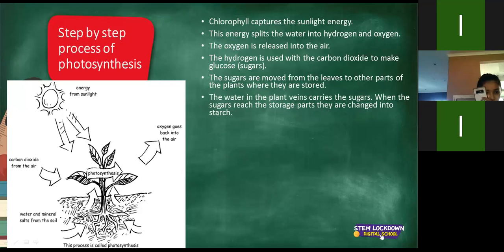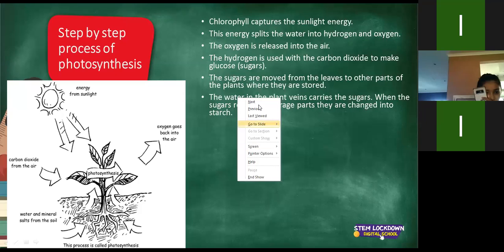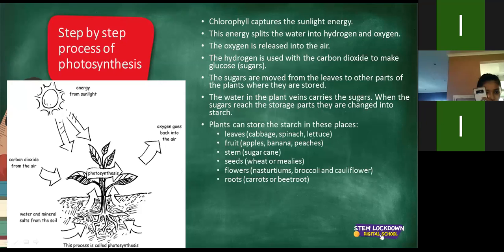The water in the plant veins carries the sugars. When the sugar reaches the storage part, they are changed into starch. So just like when we have dinner, different parts of the dinner that we're eating go to different parts of our body and get stored there, especially our fats and oils. So just the same with all the veins in a plant. Plants can store the starch in these places.